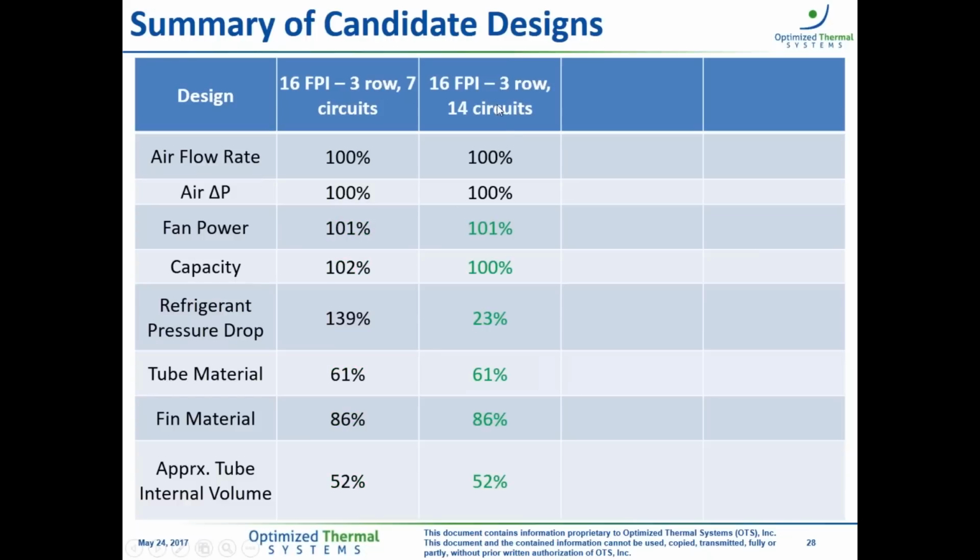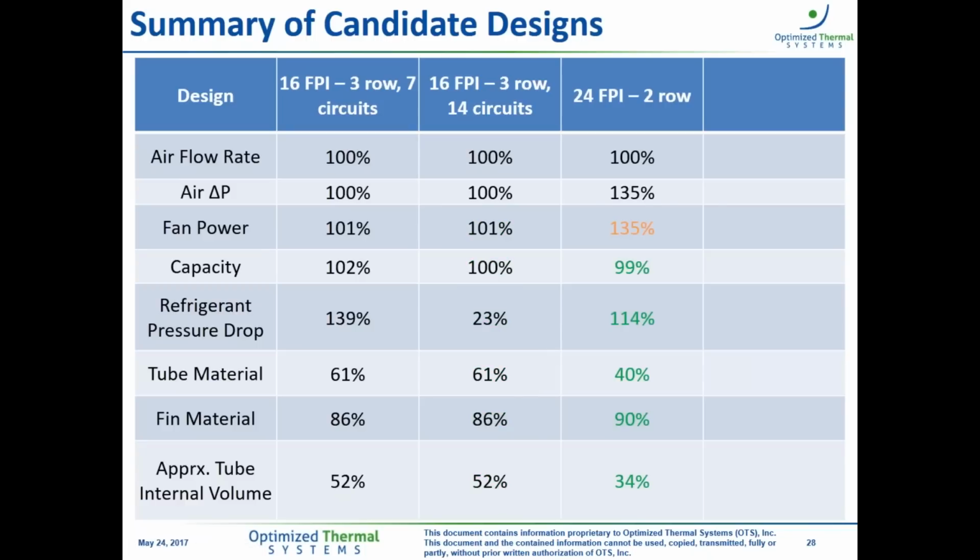I've simulated this same design with 14 circuits just as a more extreme upper limit of reducing the refrigerant side pressure drop. And in this case, we see, again, acceptable performance in all these parameters and significantly reduced refrigerant side pressure drop. So you can imagine that there are other designs that are worth exploring that may have different circuitries between these two parameters, between 7 and 14 circuits, that would also give us good performance with the 3-row design.